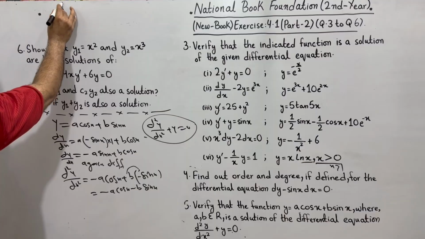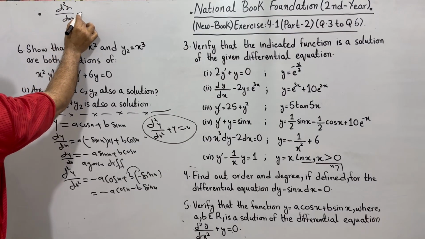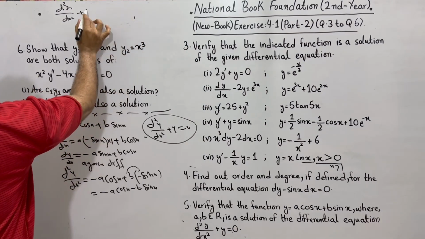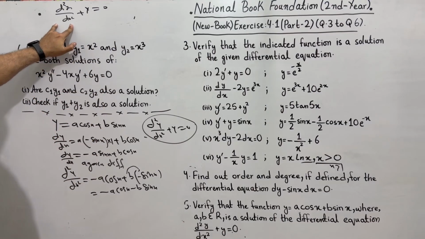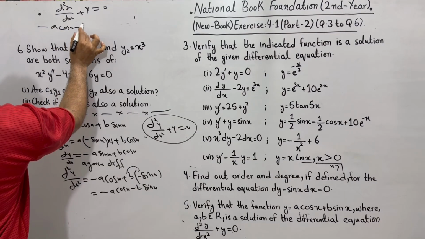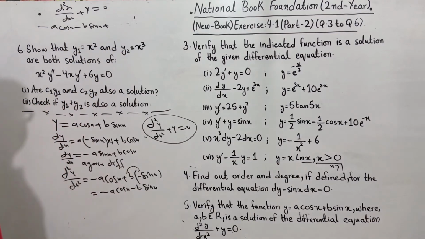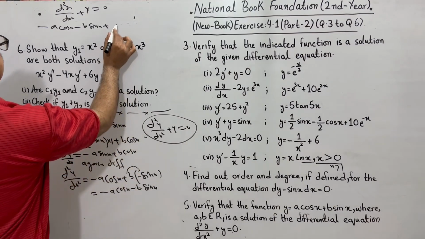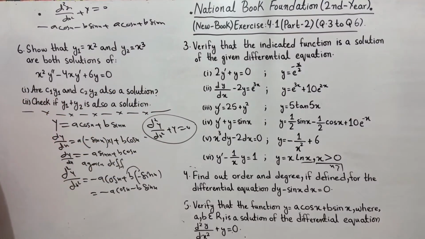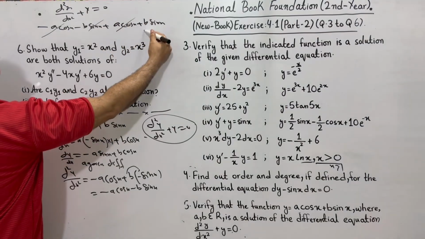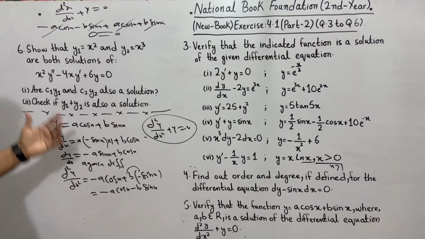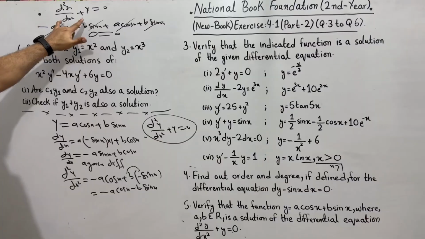Here, let's see, d square y over dx square plus y. The value of the double derivative is negative a cos x, negative b sin x, and the value of y is a cos x plus b sin x. a cos x plus b sin x. a cos x is cancelled. 0 is equal to 0. Yes, it is the solution. It is the verification that we have generated the second derivative and inserted it in this.